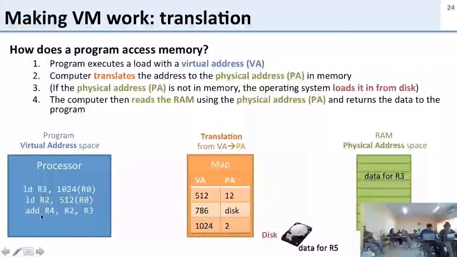Now we do another instruction. This is an add instruction. It's just using registers, so we don't need to do any translation here. And then we have another instruction. This is going to access virtual address 786.